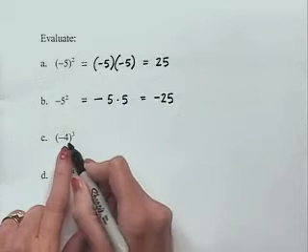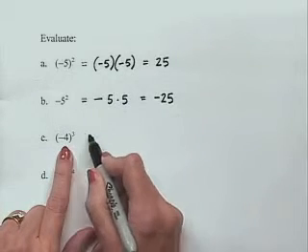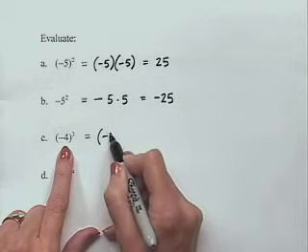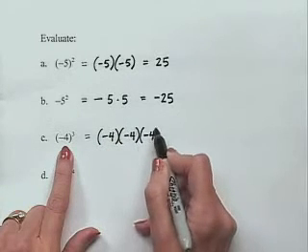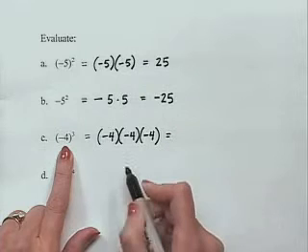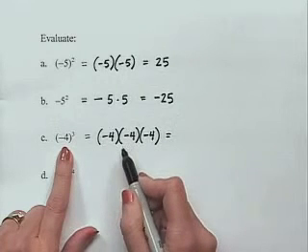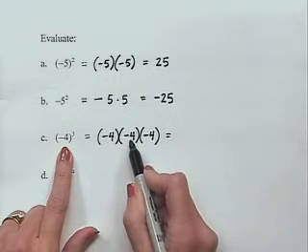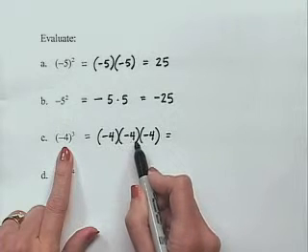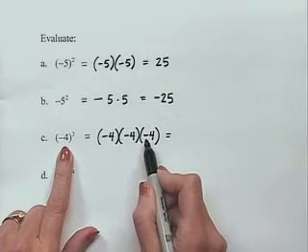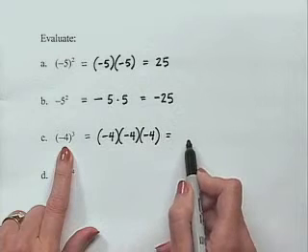Part C, we have negative 4 inside parentheses cubed. That's going to give us negative 4 multiplied times negative 4 multiplied times negative 4. Now, we have a couple of ways to evaluate this. We can multiply negative 4 times negative 4. That would give us a positive 16. Then multiply that times a negative 4 to give us a negative 64.